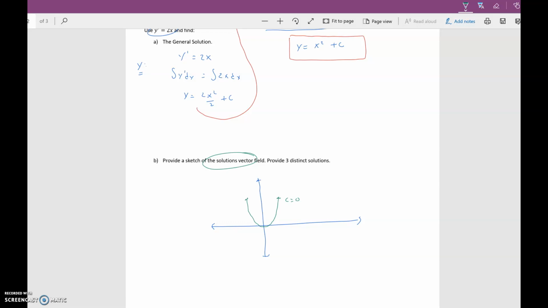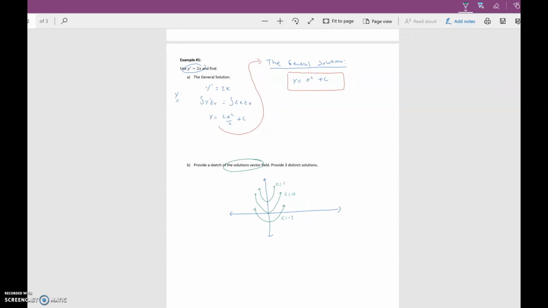If we put in 1, oh shoot, it's not passing through the origin. So that would be 0. I'm just going to say this is 1. So this is c equal to 1. And then another one, obviously not to scale, this is c equal to -1. And then you can continue on and on. But they only want 3, and we only provide 3 if they're asking. These would be 3 distinct solutions.